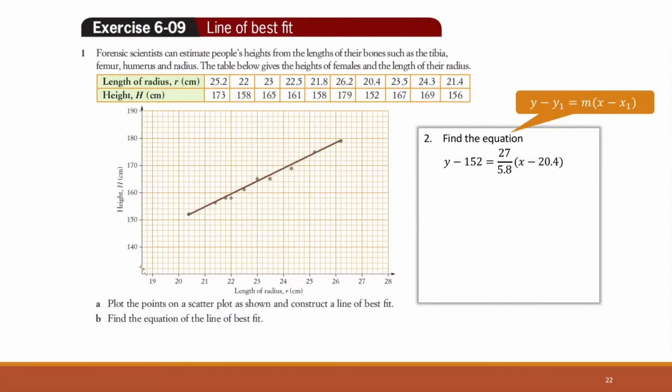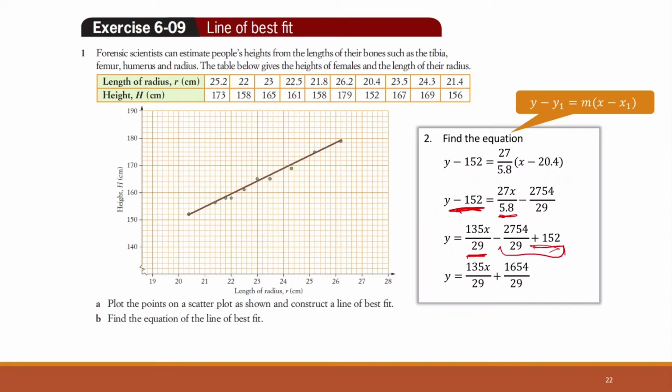Now find the equation. You have to expand this out. Then move this number to here, switch the signs. I change this fraction to over 29 to get rid of the decimal. And then I've added these 2 together. As I said, they're silly numbers, but use your calculator. Let your calculator do the work for you. And this will be the final equation.